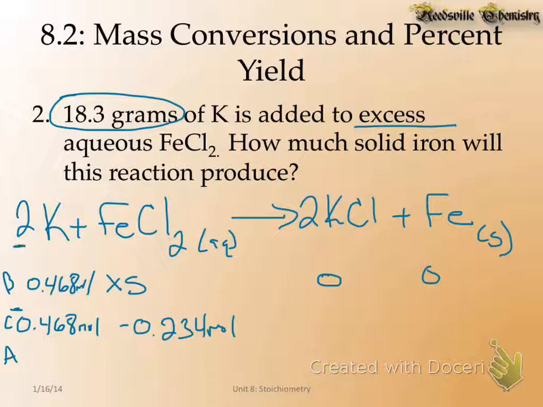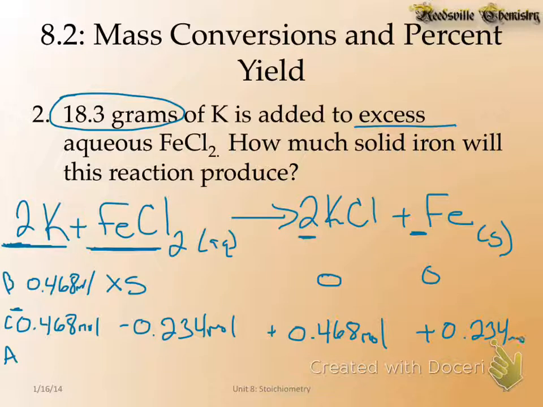Now, if we look at the coefficients, we see for every 1 mole of potassium, we're going to form 1 mole of potassium chloride. So that number is going to be the same as we had for potassium on the left side. Okay, and again, for every 2 moles of potassium, we'll have 1 mole of iron. Well, that's the same as when we did the conversion between potassium here and iron chloride, so we're actually going to add 0.234 moles of the iron.